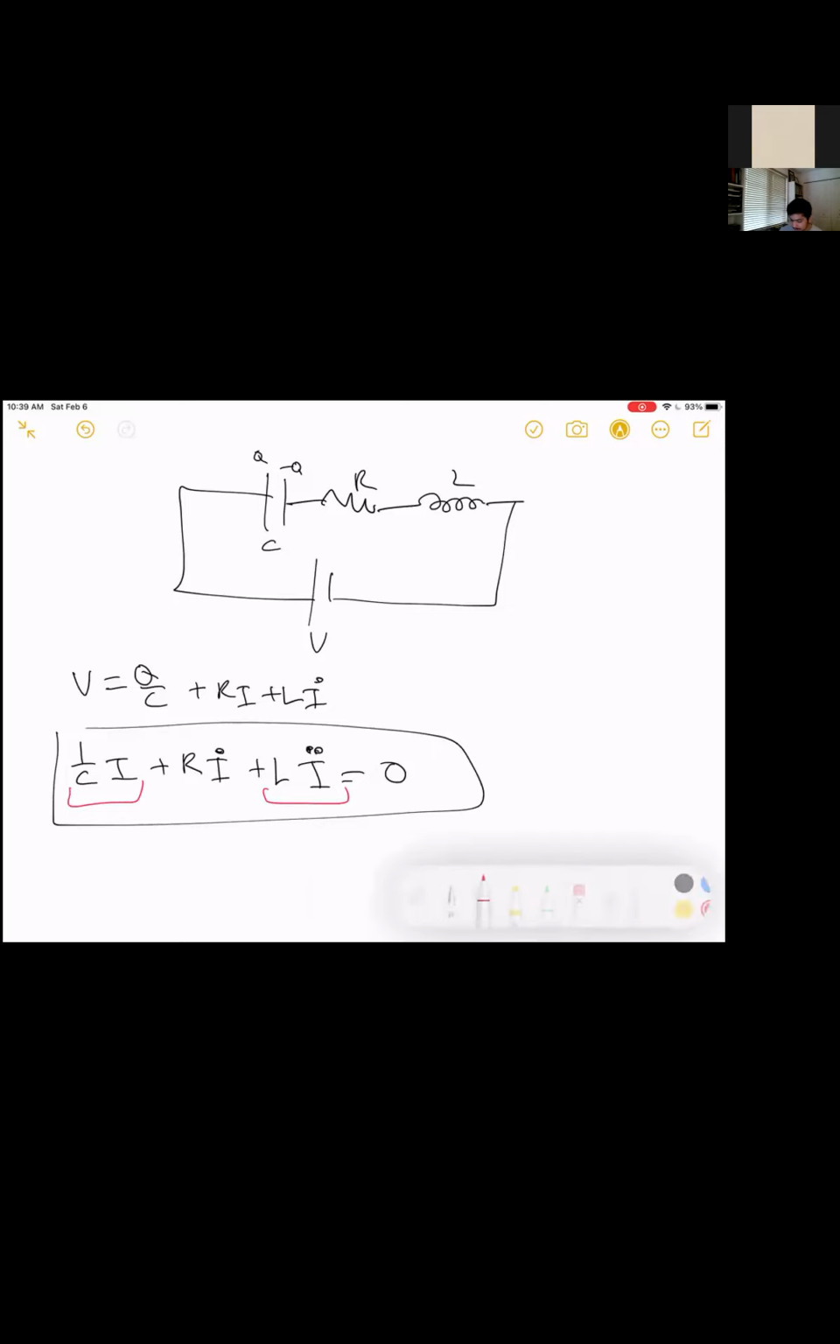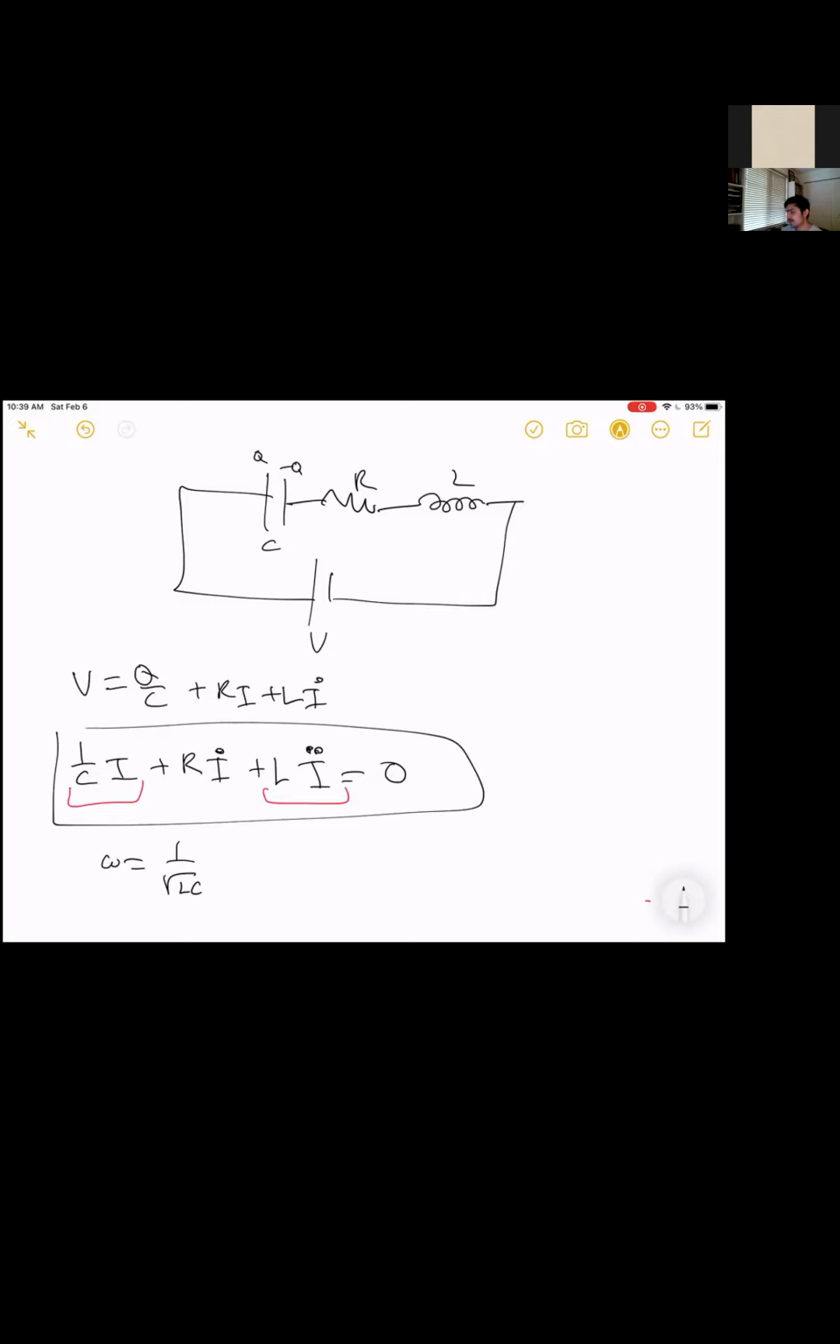And in particular, the idea is that if the resistance is low, and you just have more or less LC, this is just simple harmonic motion. And we can see that the frequency is omega equals 1 over root LC. So you essentially have a 1 over root LC oscillation. If the resistance is small, it's basically a pure oscillation with some damping due to the resistance.